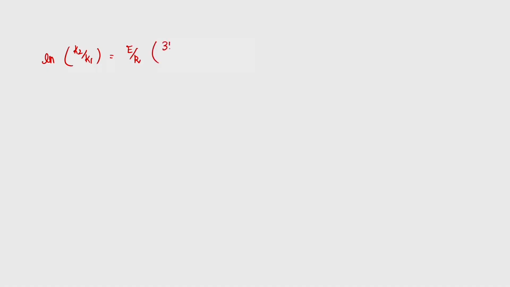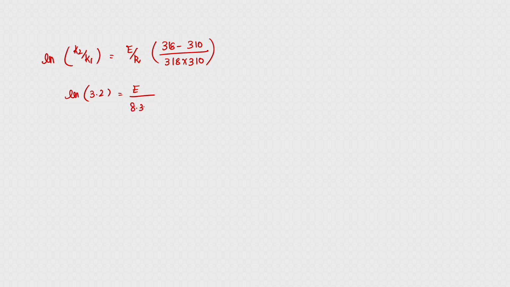My T2 is 318, my T1 is 310, divided by 318 into 310. So, E is supposed to be calculated. ln of 3.2 is nothing but E upon, we already told this is 314 kilojoules per kilomole Kelvin. So, this is 8 upon 318 into 310.